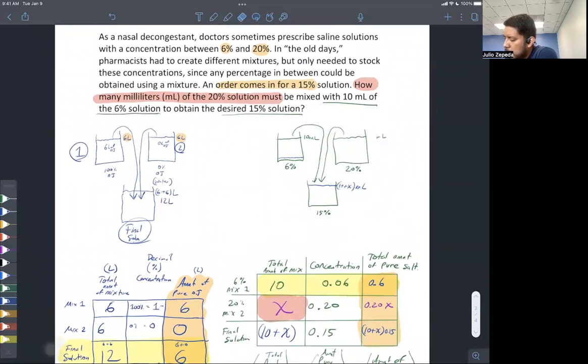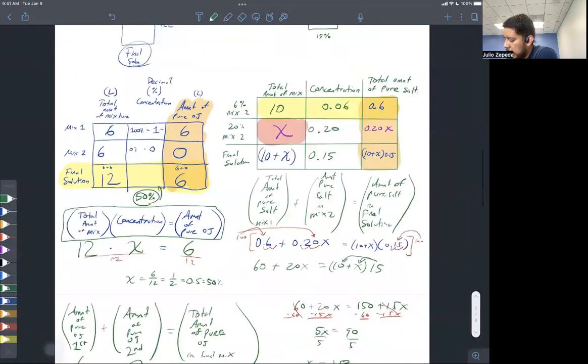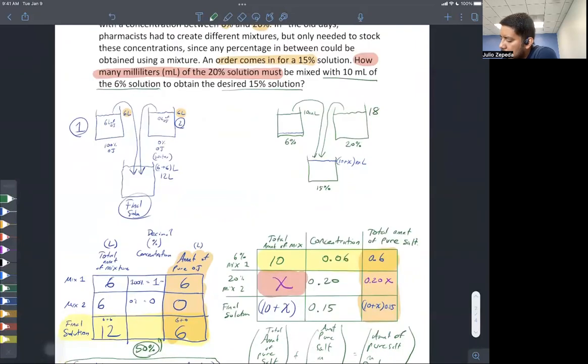Okay, so we found that the answer x is 18, so we're going to mix 18 milliliters. And so notice that if we mix 18 milliliters with 10 milliliters, we're going to get a total of 28 milliliters in the mixture. The amount of pure salt coming from this first 6% solution, we already found to be 0.6 milliliters of pure salt.